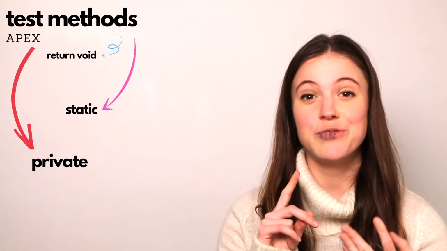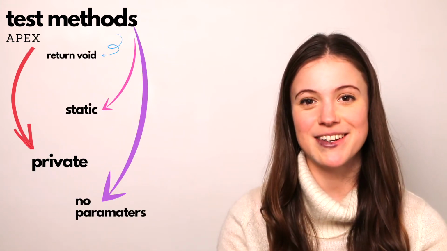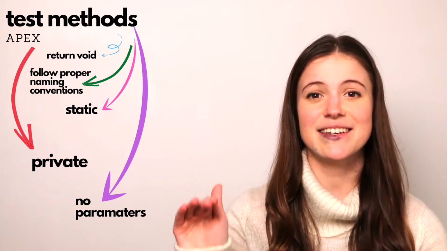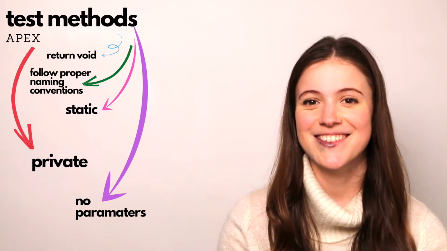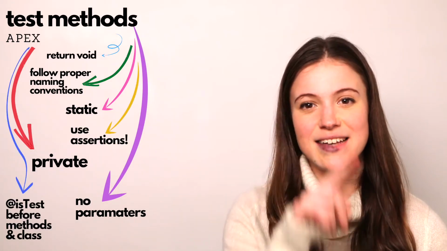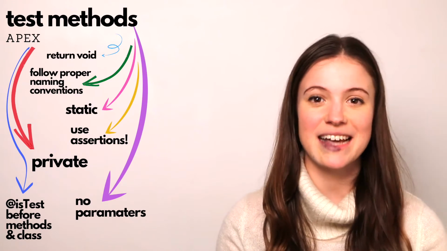So what about the test methods themselves? Fortunately, they're not anything crazy different to what we're already used to if you're coming from a developer background. Test methods should be private, static, and return void. There should be no parameters in a test method. A great naming convention for tests is that they either end in tests or start with test. Just make sure you're using assertions and that you've got the @isTest annotation before every test method and test class.